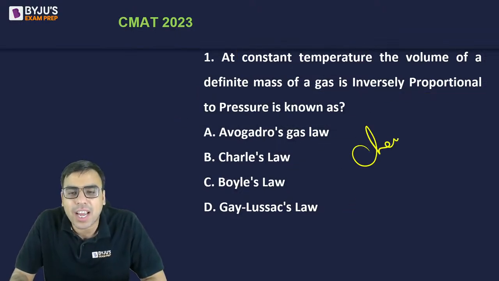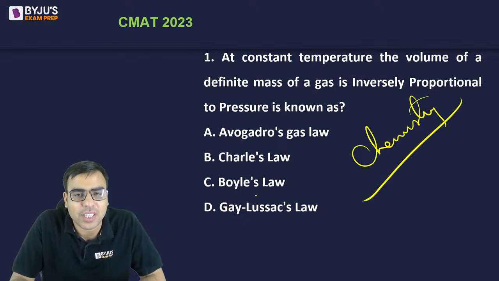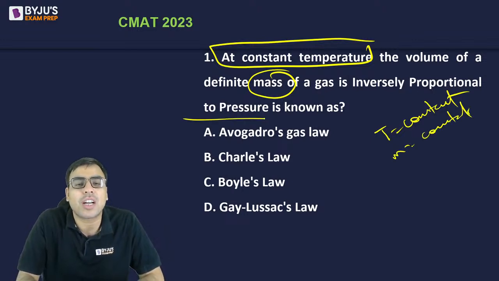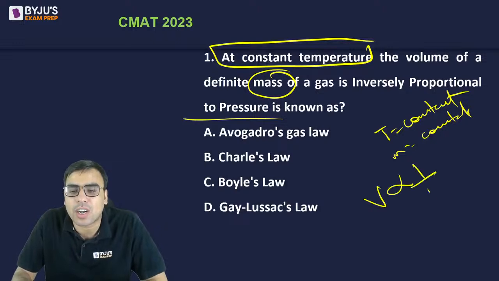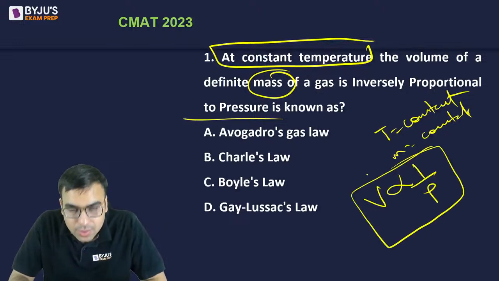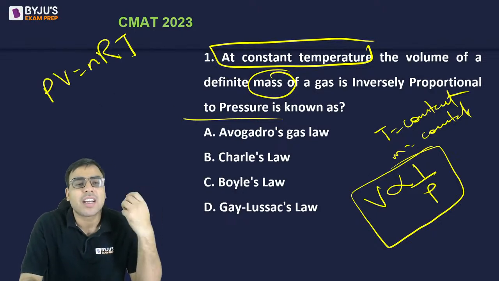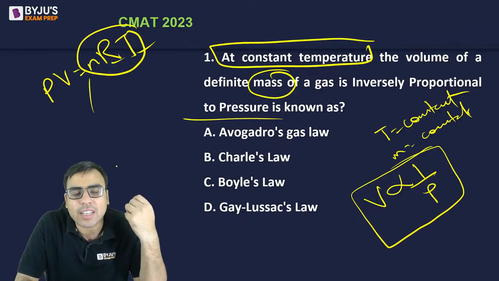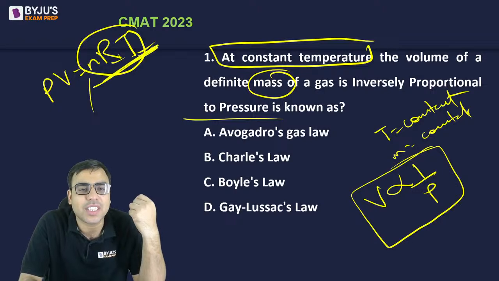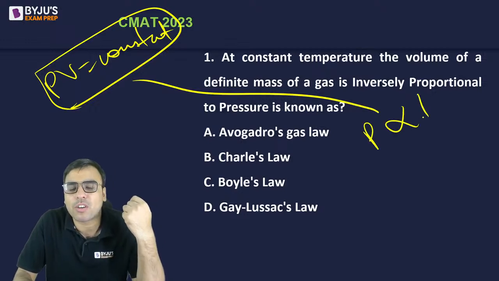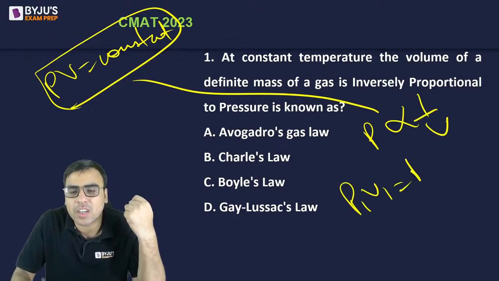This is pure chemistry. This was a slightly tough question. They're saying at constant temperature, so temperature is constant. The volume of a definite mass, it means mass is also constant, is inversely proportional to the pressure. So V is inversely proportional to P. In chemistry, there's a formula called PV equals nRT. Here n is constant, R and T are also constant. So if these are constant, PV is equal to a constant. It means P is inversely proportional to V, or sometimes written as P1V1 equals P2V2.